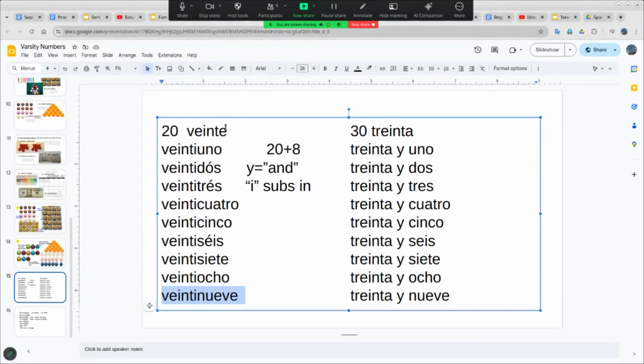So notice what happens. 20 ends in a smile. But when I bump it up a number, I get rid of that E at the end and it just smushes into the word and.